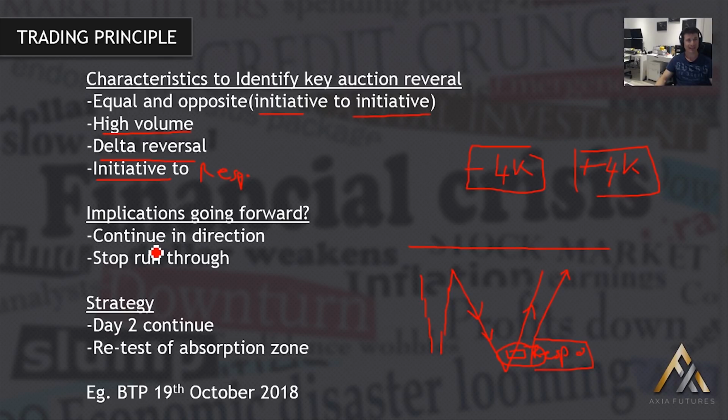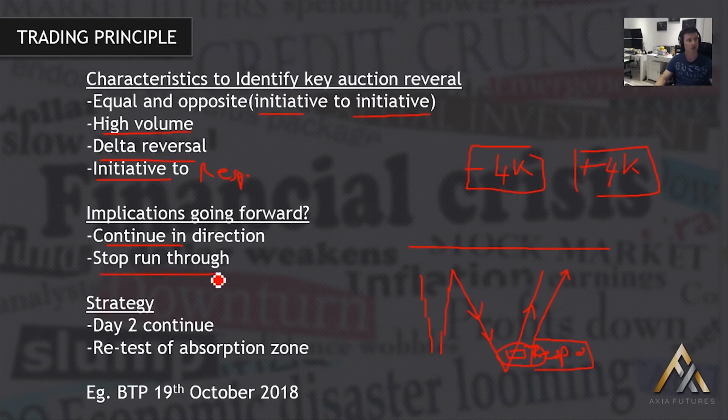Now, the number one rule with a key auction reversal: there's a high probability for continuation in the direction of the key auction reversal. Again, note what I just said there. There's a high probability. This is based on the back testing process or the forward testing processes I'm going to show you guys a little bit later on.